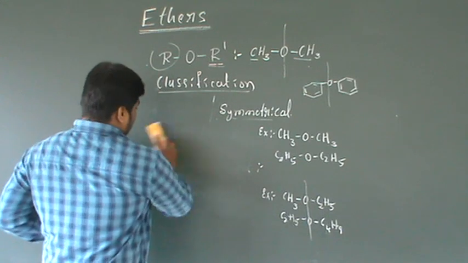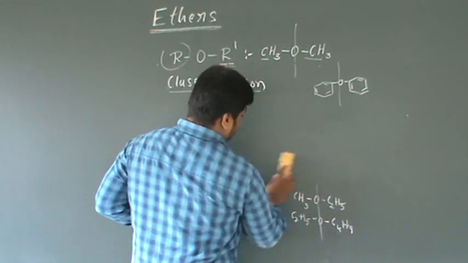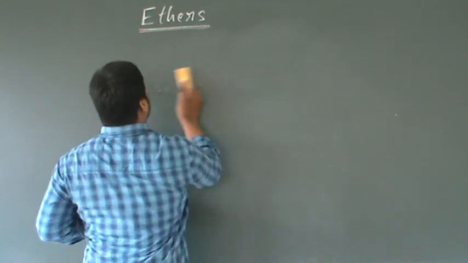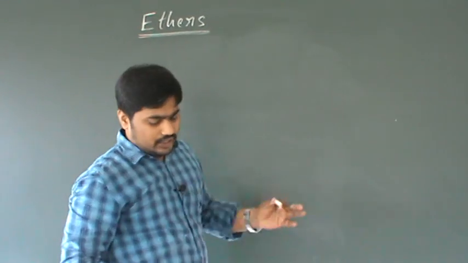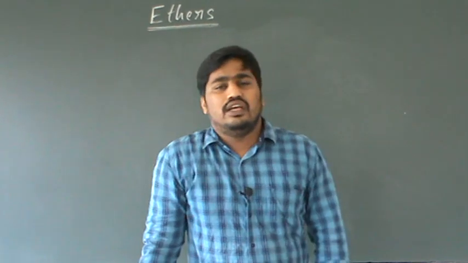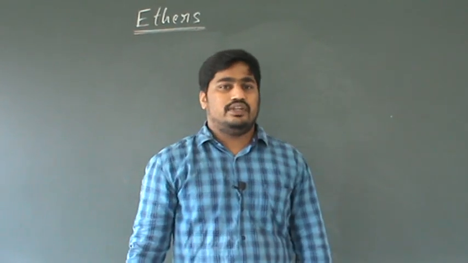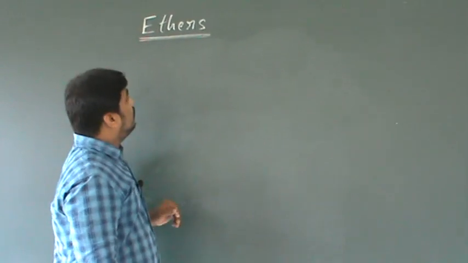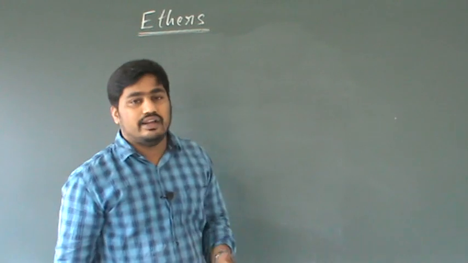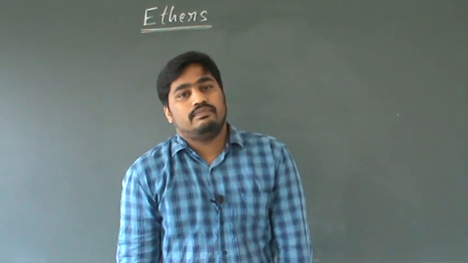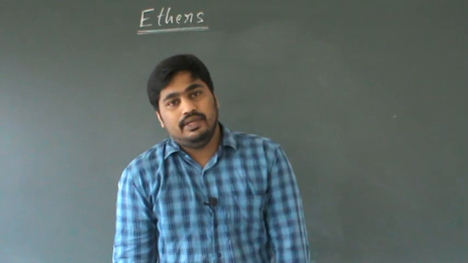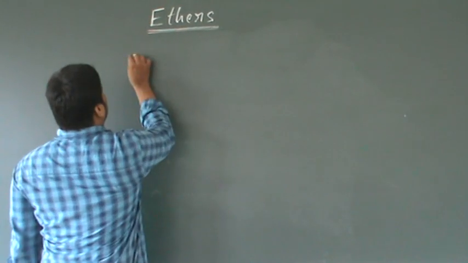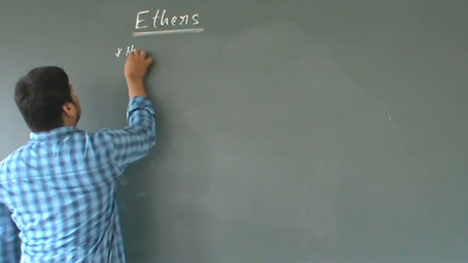This is the easier part in this case, the classification. But in the case of alcohols and ethers, there is a larger part under classification. Next, based on the symmetrical and asymmetrical ethers, the naming of ethers will be done. The naming of ethers is known as nomenclature.